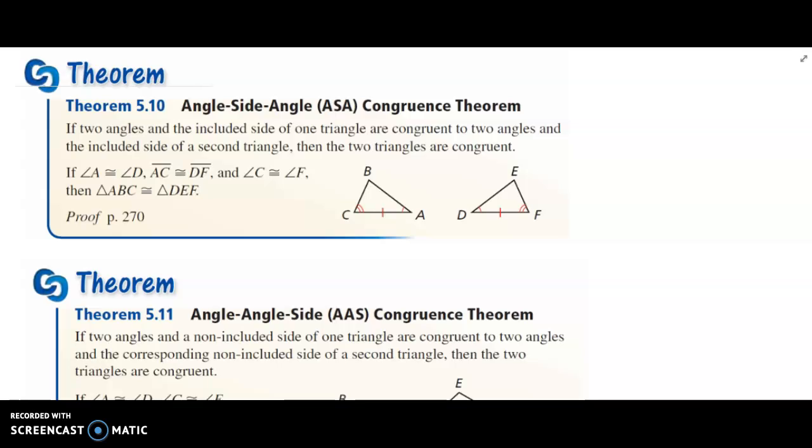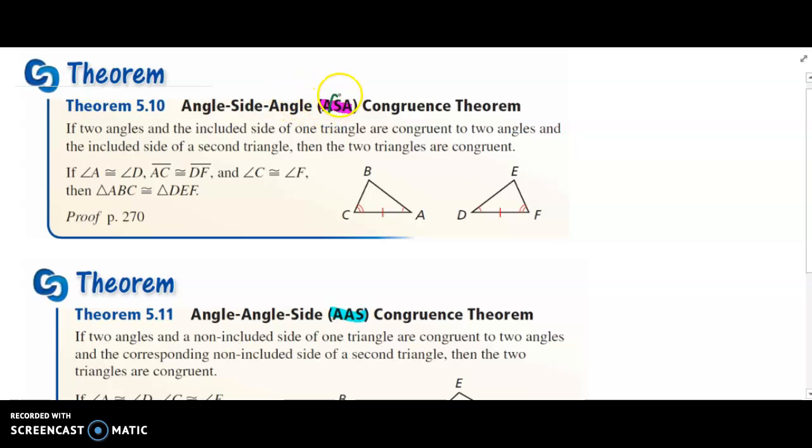Alright guys, so this is section 5.6, and there's really two theorems we're going to cover in this section. It's the angle-side-angle theorem, and then the angle-angle-side theorem. So hopefully you've already watched that short clip illustrating the two. Now I know they look very, very similar.